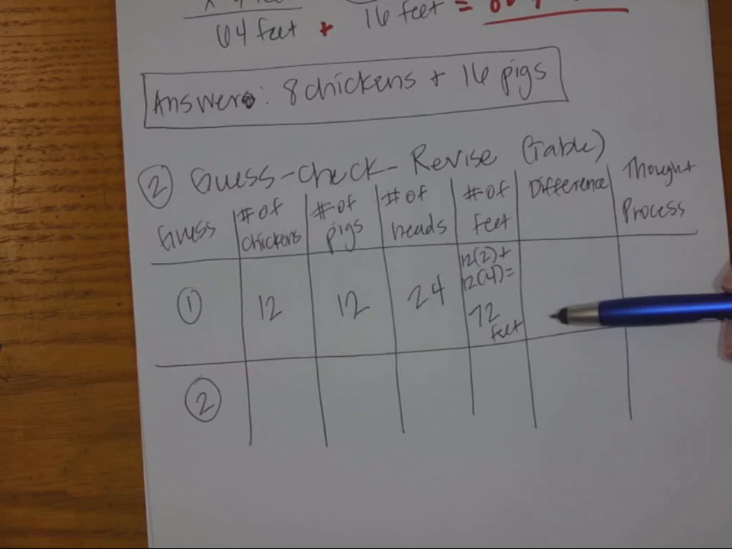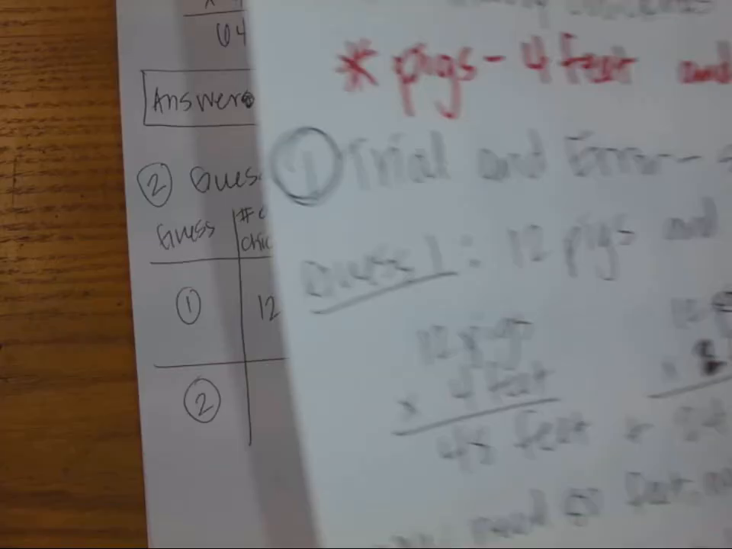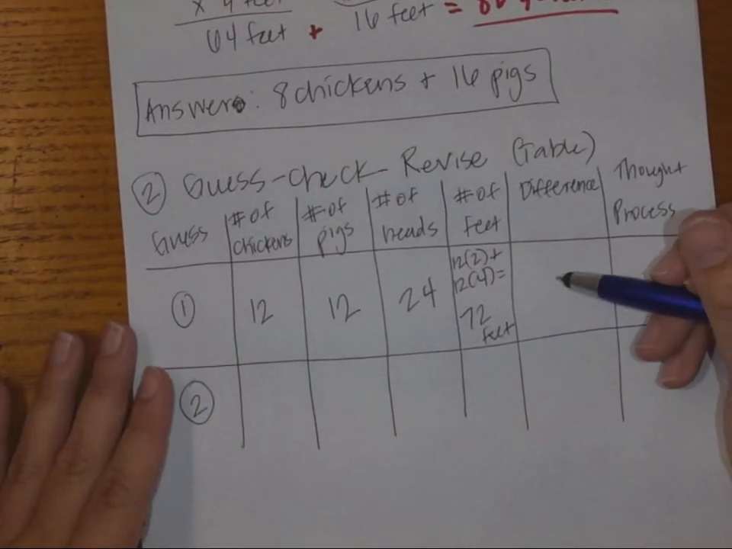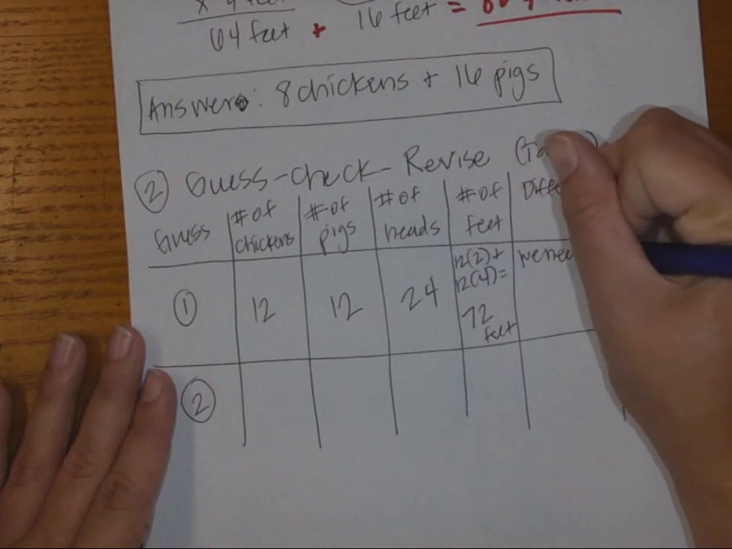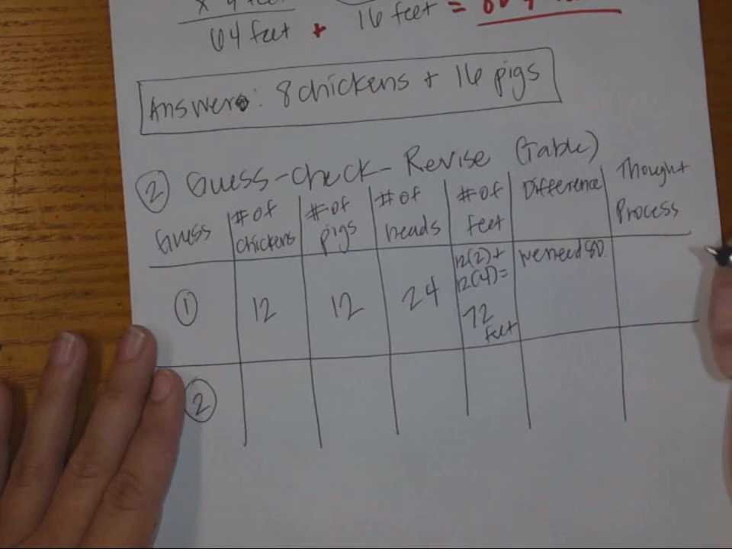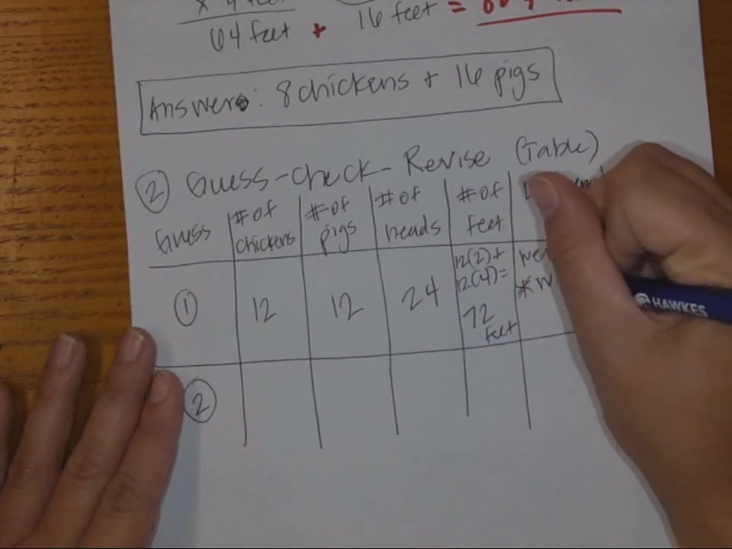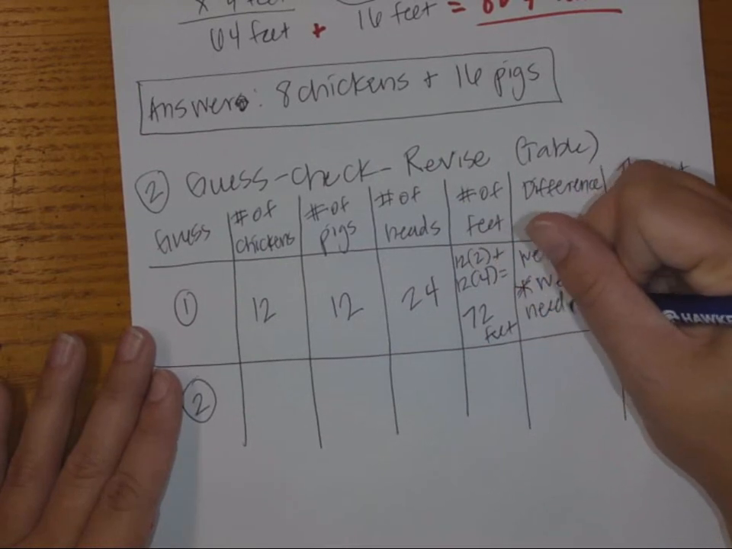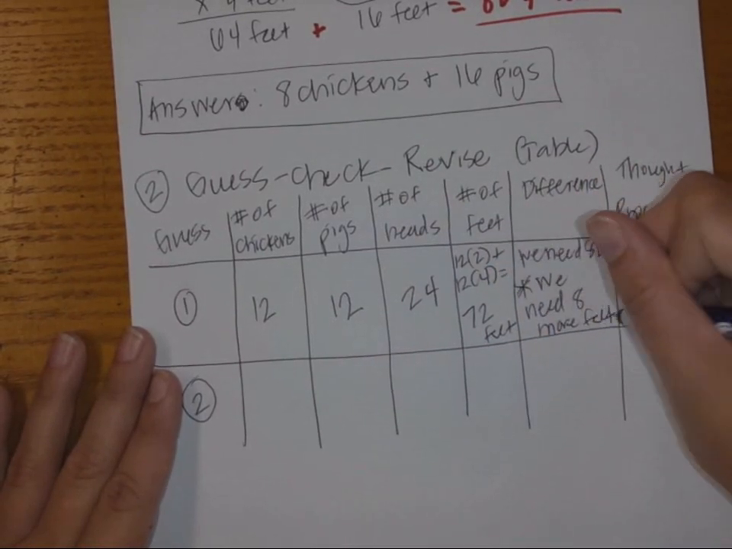Okay, so now in this part, we already did all this math over here on guess number 1. Okay, so for the difference, how many feet did we need? We needed 80 feet. We only got 72, so how many more? What's the difference? We need 8 more feet.